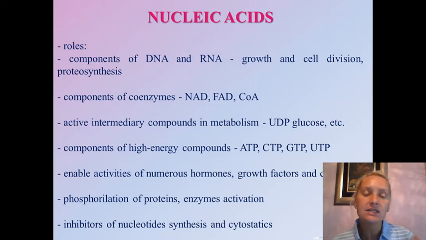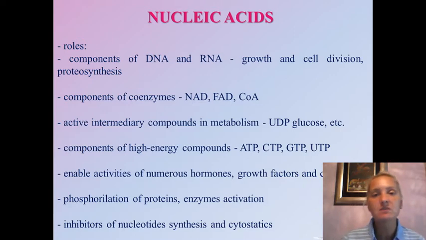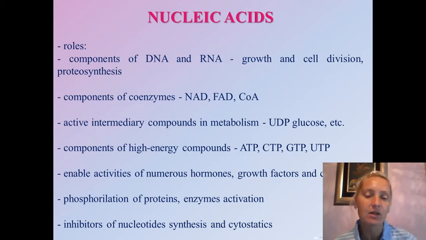Also, nucleotides and nitrogen bases are active intermediary compounds in metabolism, and I have provided you with one example, uridine diphosphate glucose, which is an activated form of glucose by which glucose can be involved in numerous biosynthetic pathways in our body. Those activated forms of different metabolites or biomolecules are very important. We're going to talk about it in detail when the time comes, in the chapter on metabolism and in the videos on metabolic pathways.